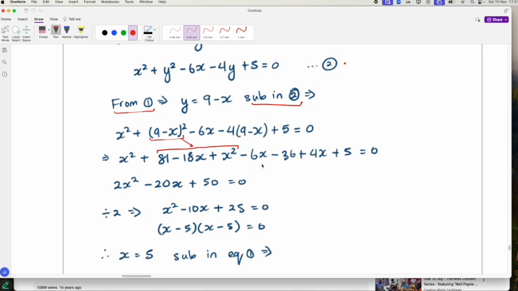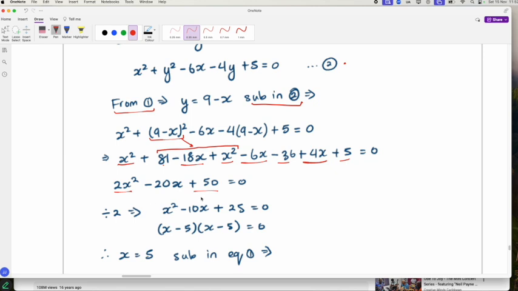We can see here minus 6x minus 4, 9 4s are 36, plus negative 4 times negative x is plus x, plus 5 is equal to 0. And of course, we add up all of the x's. x squared plus x squared is 2x squared. I'll have minus 20x, that is minus 18, minus 6 plus 4 will give me minus 20x. And then 81 minus 36 plus 5 will give me plus 50.